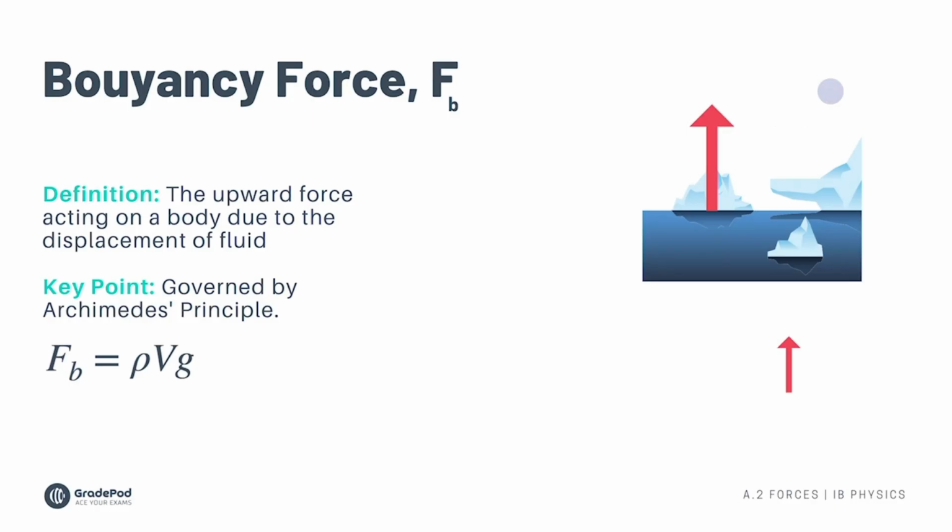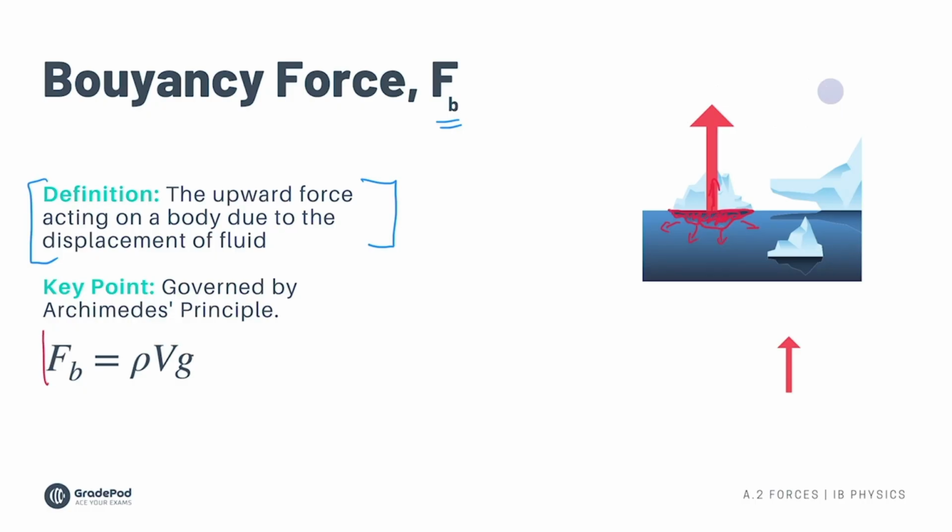And our final contact force is buoyancy force. Buoyancy force is given the notation F_b. The definition is the upward force acting on a body due to the displacement of fluid. If we look at the iceberg here, this iceberg is floating. And the reason it's floating is this volume of seawater here has been displaced by the iceberg. The actual iceberg has taken its place. And that displacement of that seawater causes a buoyancy force upwards. And it's governed by Archimedes' principle.